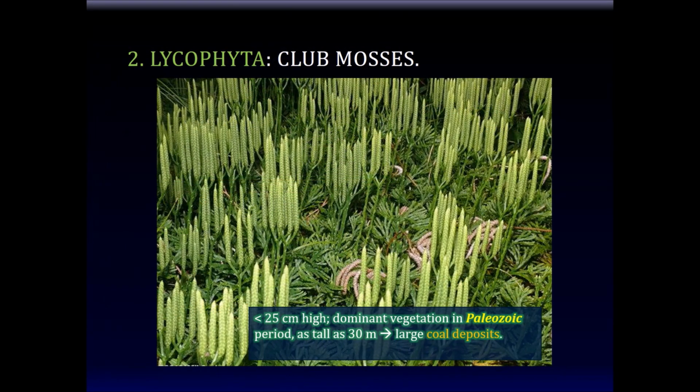Now we shall talk about the rest of this category of plants. Second on the list is the Lycophyta, or the club mosses. They're small things now, less than 25 centimeters in height, but they were the dominant vegetation in the Paleozoic era. They were apparently as tall as 30 meters high. They were very, very, very tall trees. Nowadays, these are responsible for the large coal deposits that are present underground.